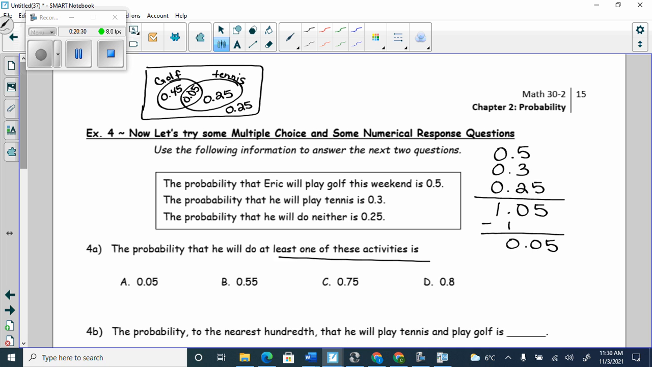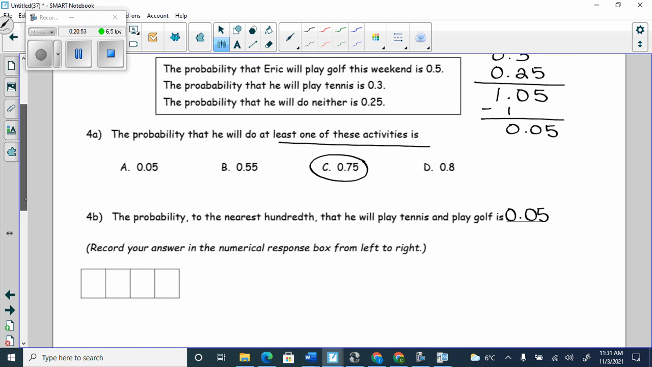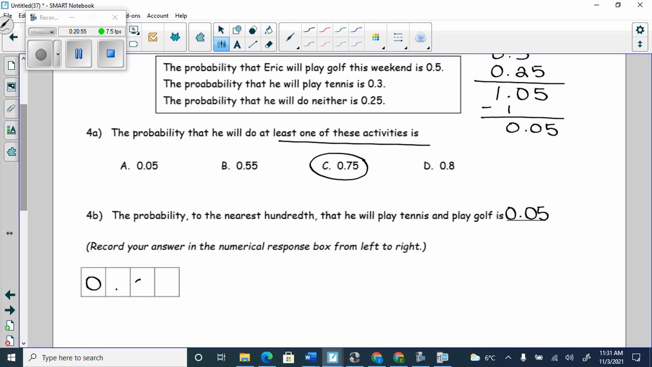So what would it be? C, 0.75. And then 4b says the probability to the nearest hundredth that he will play tennis and golf is 0.05. Remember, you have to start with a 0 because the decimals are only in these two boxes on the test. That's it for today.